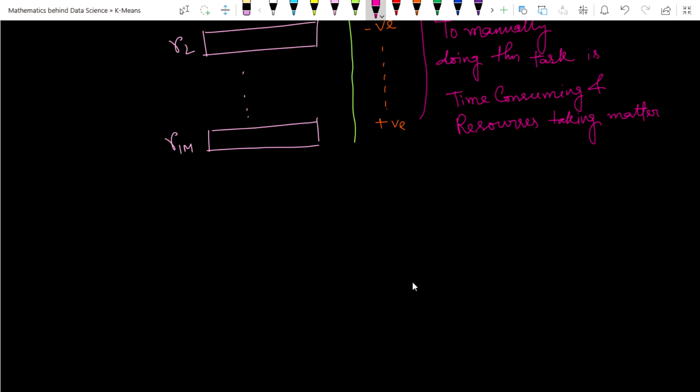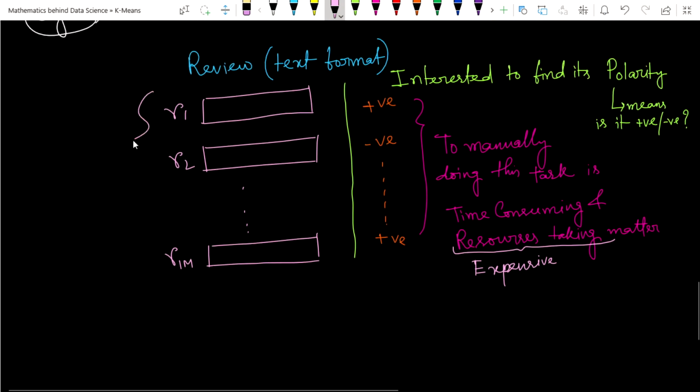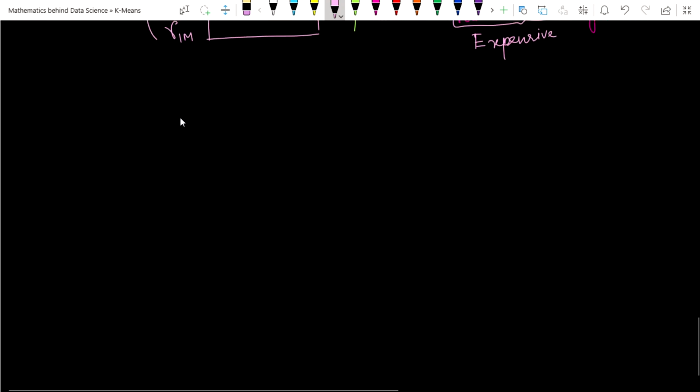We have seen that manually doing this job is totally time consuming and expensive, a resource taking matter. Suppose the review data that we have collected here is the data D. The size of D, let's take, is 1 million reviews that we have collected from the reviews.